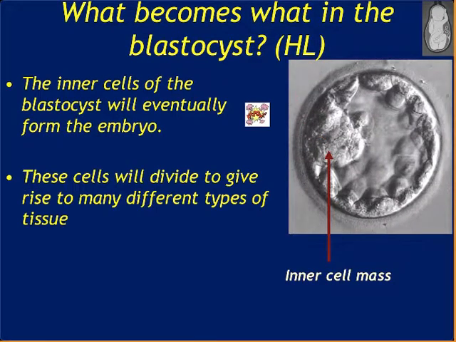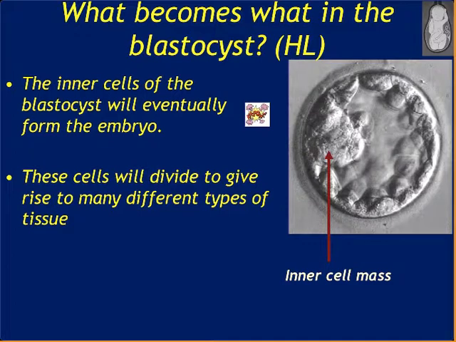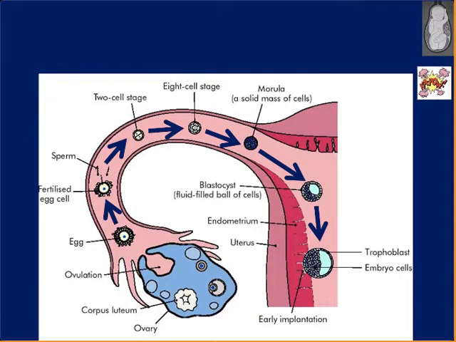Miss, in the thing you have inner cells in the blastocyst eventually become... The embryo. Okay, so the embryo. Yeah, and the cells divide to give rise to the different tissue types.